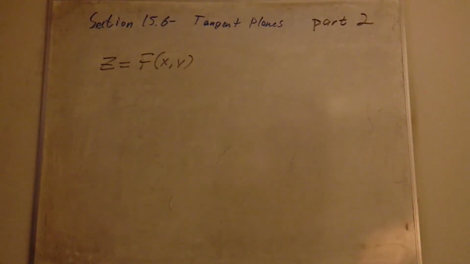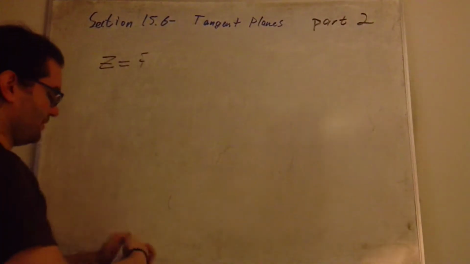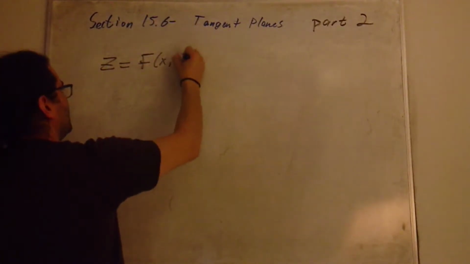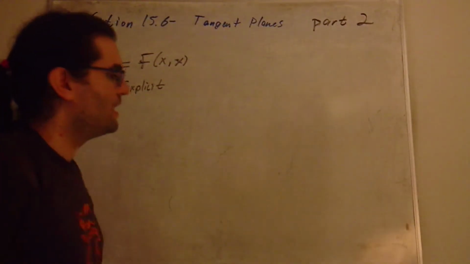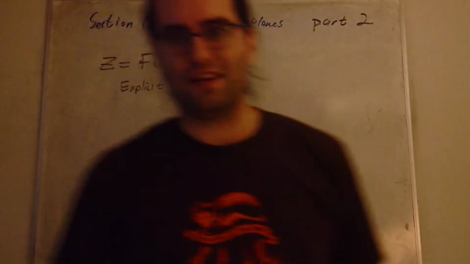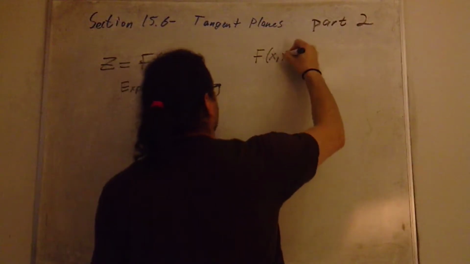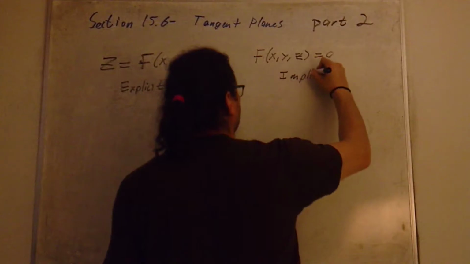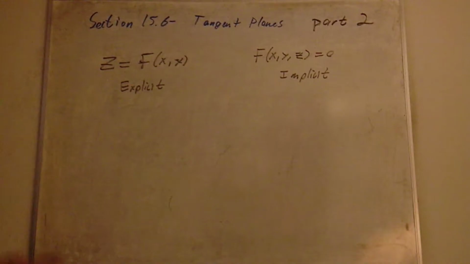There is a different kind of function that we need to also learn how to take these tangent planes for. Actually, let me not erase that. We'll leave that here. F of x, y. This is explicit. The other kind of function that we're going to talk about is implicit, and those things look like this. F of x and y and z equals 0. This is how we get an implicit function in 3 dimensions.